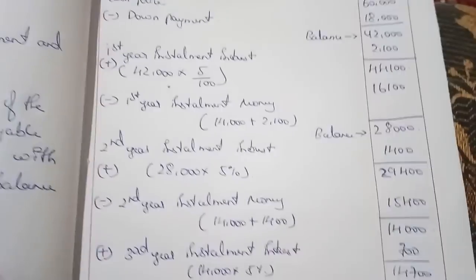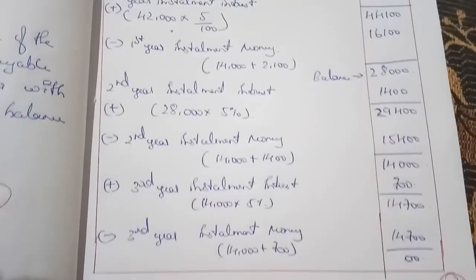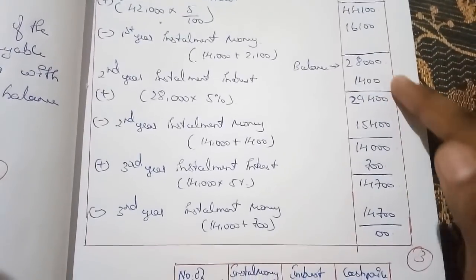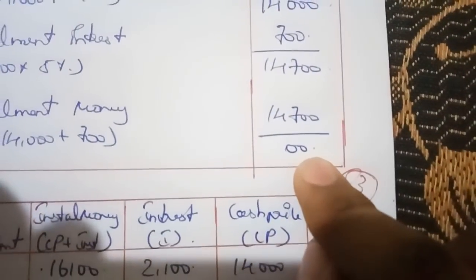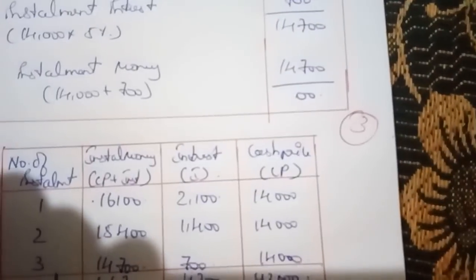I think you should see this full video, then only will you get to know what the hire purchase system is. So this all I have done quickly. And see guys, here you will get 0 while calculating interest, and while calculating cash price you will not get 0. So be conscious of it.